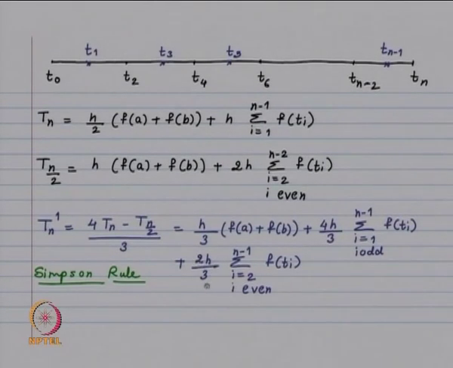So, that is why you get 2h by 3 summation i goes from 2 to n minus 1 f(t_i), i even. See, our partition now is t_0, t_2, t_4, t_6, t_n. t_1, t_3, t_5 are going to be midpoints of our intervals. And if you look at the composite Simpson rule associated with partition t_0, t_2, t_4, it is nothing but this. So, thus we have shown that the first step of Romberg integration gives us the composite Simpson rule.